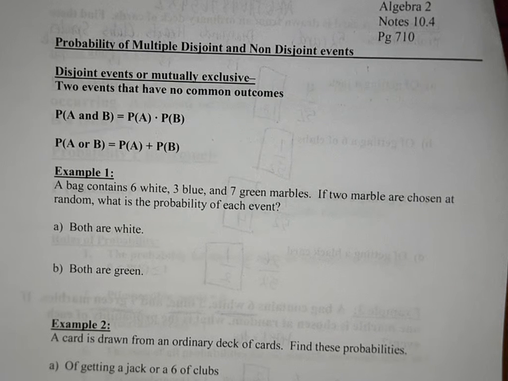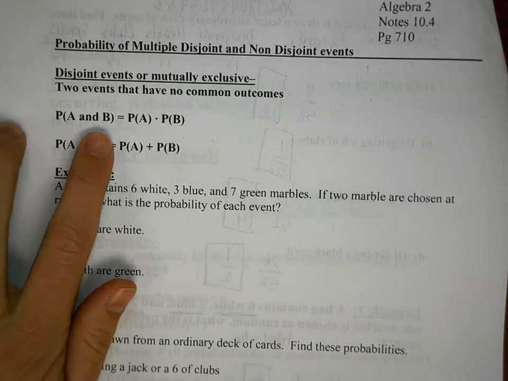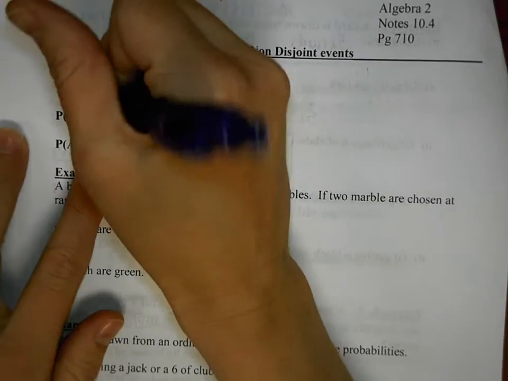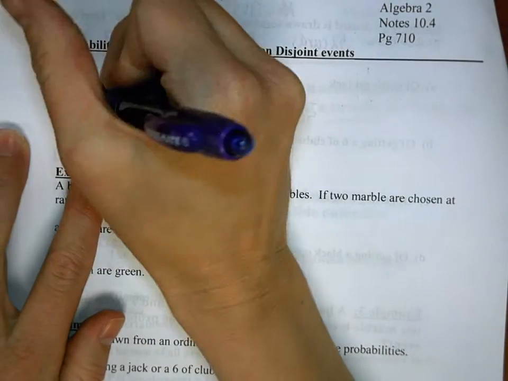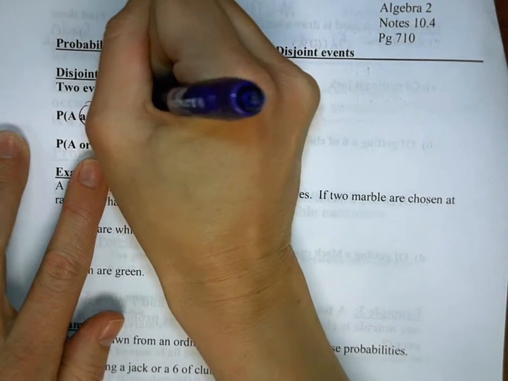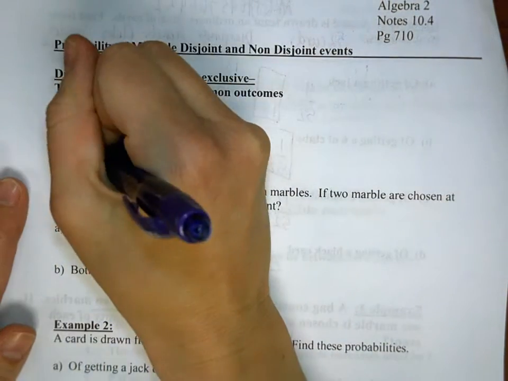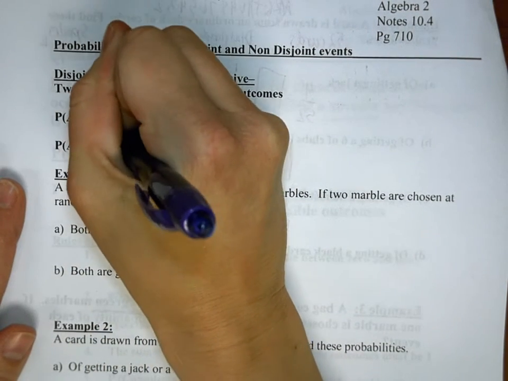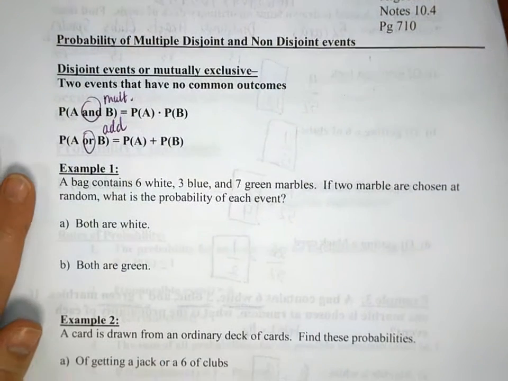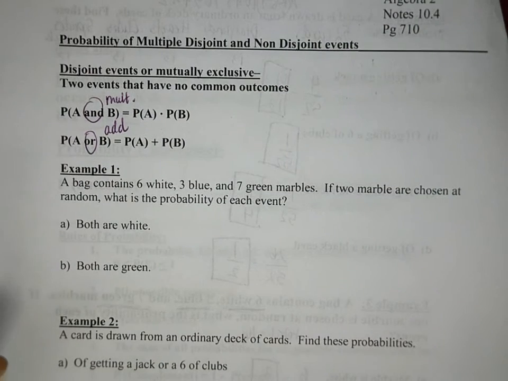Okay, now we talked a little bit about or in our last lesson, and this time we're going to talk about two different things. So you have the probability of A and B happening. Whenever you see and, you are going to multiply. And when you see or, you are going to add. So and you're going to multiply, or you are adding.